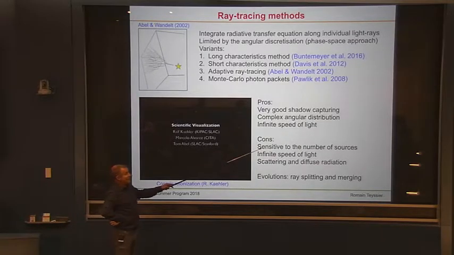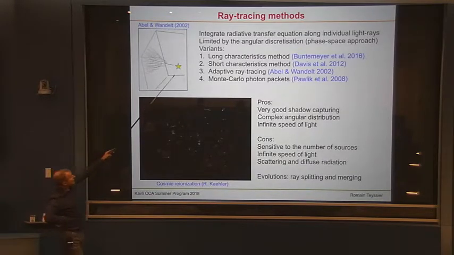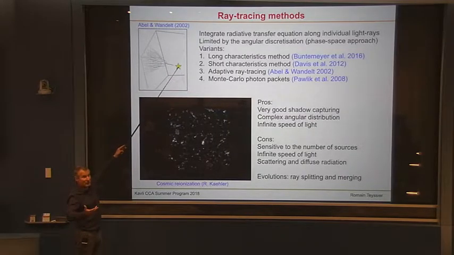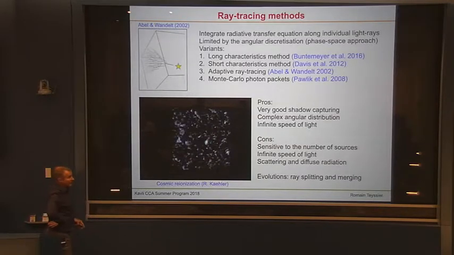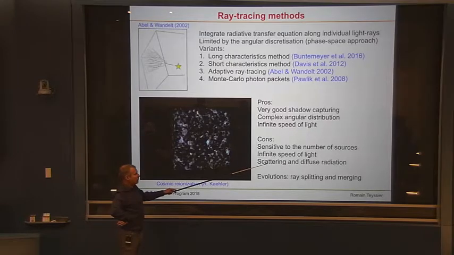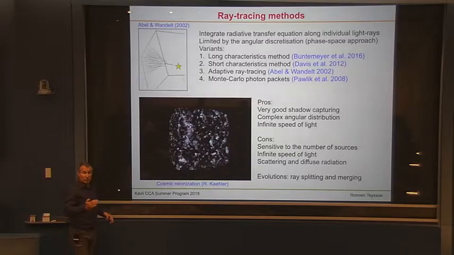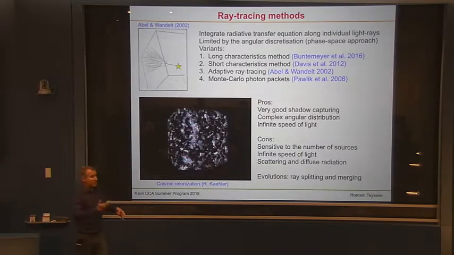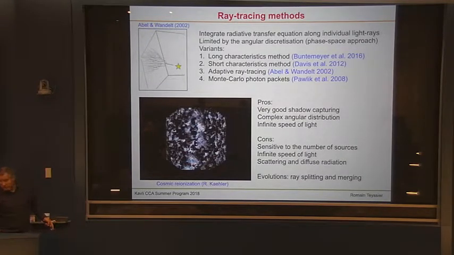The big negative aspect is that it's very sensitive to the number of sources. So you have to shoot light rays around each source. If you have millions of stars in your simulation, you're in trouble. So that's a big issue, I think. The other issue is that dealing with scattering of light is also very expensive, because you create new directions and the complexity of your system will increase exponentially. So there are a lot of good and bad aspects.